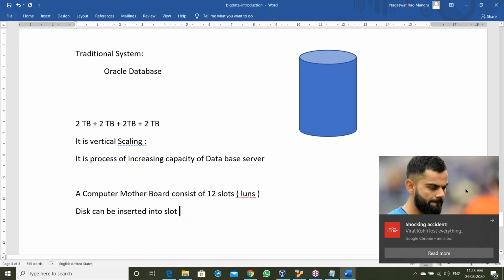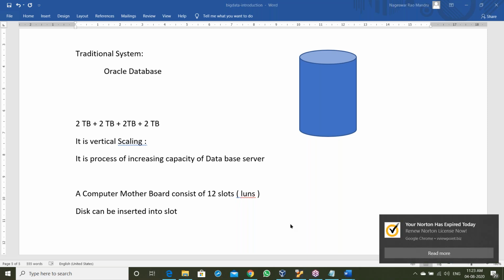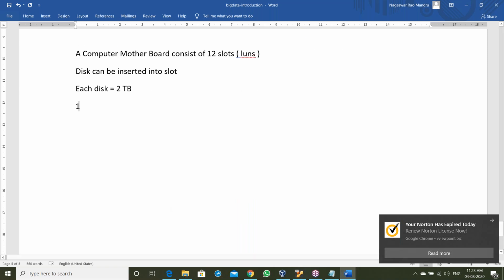A disk can be inserted in each slot, right? There are 12 slots. Suppose each disk is equal to 2 TB. Then with 12 slots, how much size? 12 multiplied by 2 TB, a 2 TB disk, means 24 TB, right? 24 TB. That is a low end system, 24 TB.